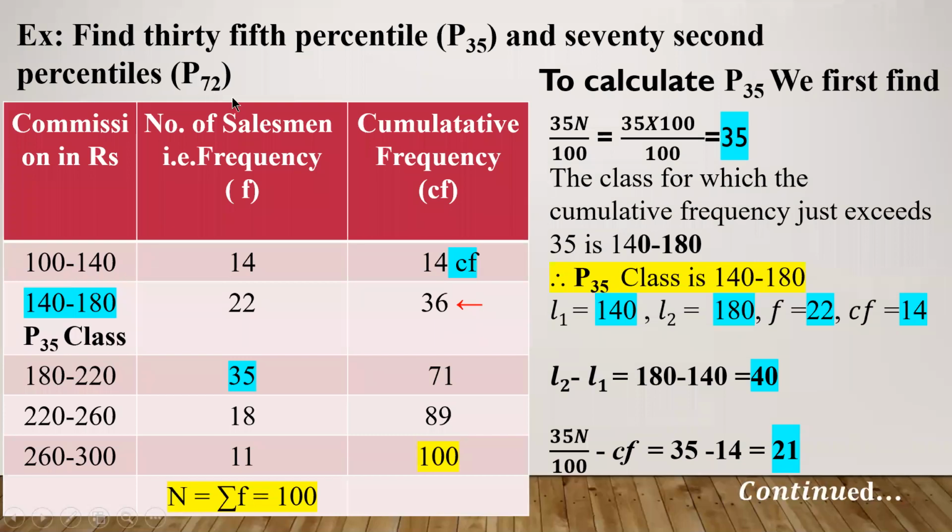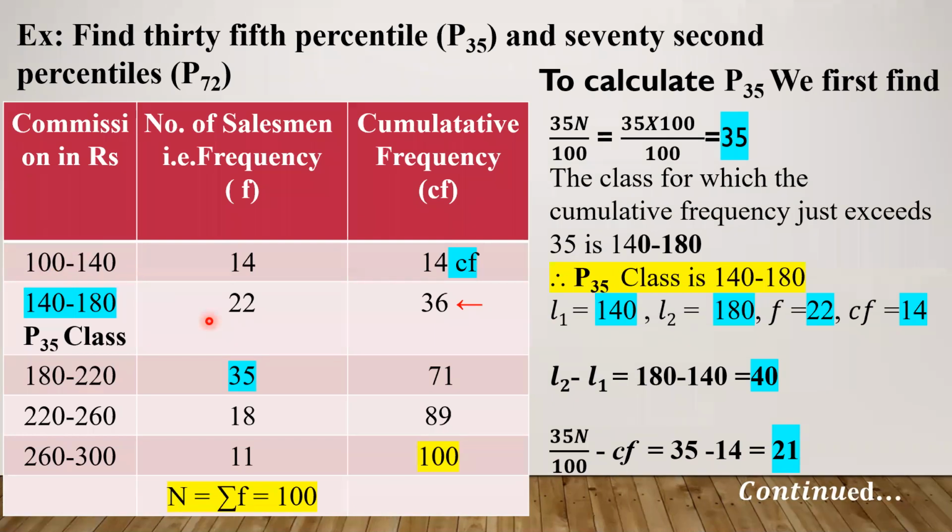72nd means P72, for the given data. What is the data being given to me? This much is my data. How does this data read? The first column gives me commission in rupees, and the second column gives me the number of salesmen receiving that much commission. That is the frequency, f. What is the first row? It says that between 100 and 140, there are 14 salesmen. So 14 salesmen are receiving a commission between 100 and 140.